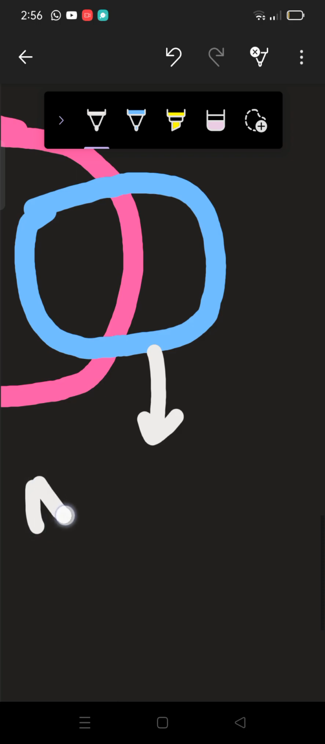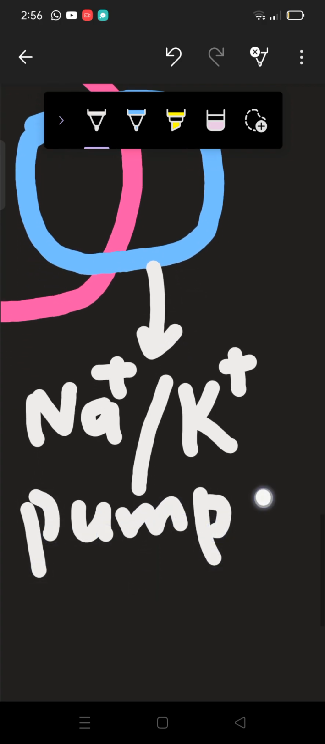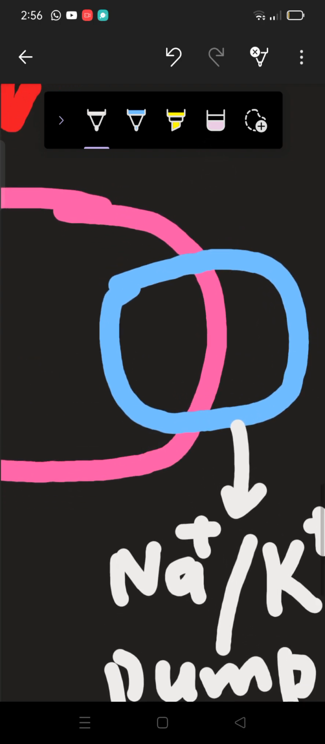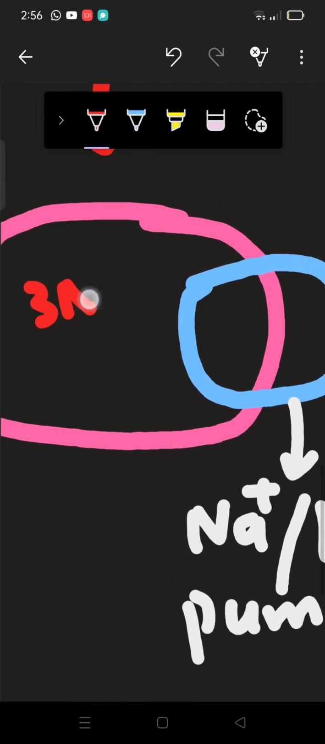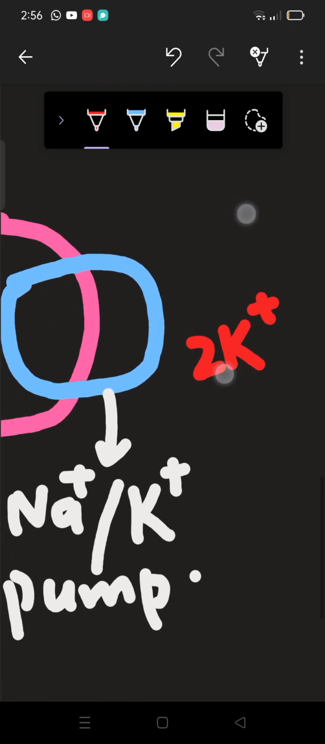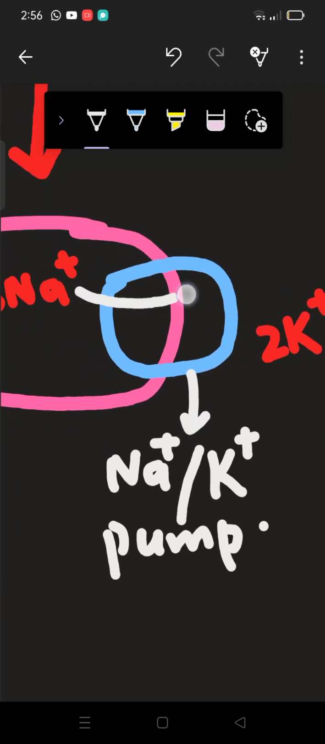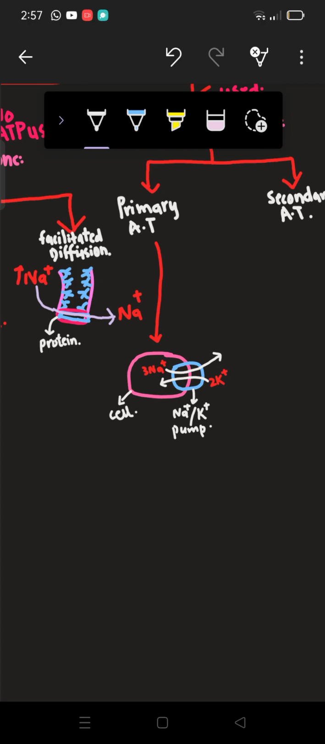So let me write down sodium potassium pump. Here, 1 ATP will be used, and 3 molecules of sodium will go outside, and 2 molecules of potassium will come inside. So 3 sodium ions would be going outside, and 2 potassium ions would be going inside. This would go here and this would go here by using 1 ATP. So this is primary transport, in which sodium ions go outside and potassium ions come inside using 1 ATP by the sodium potassium pump.